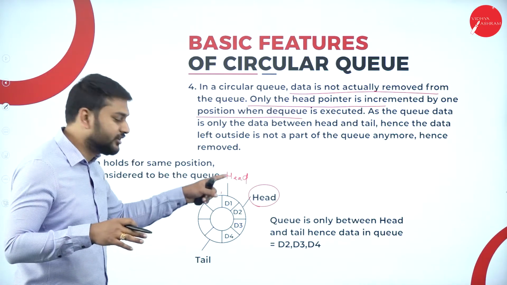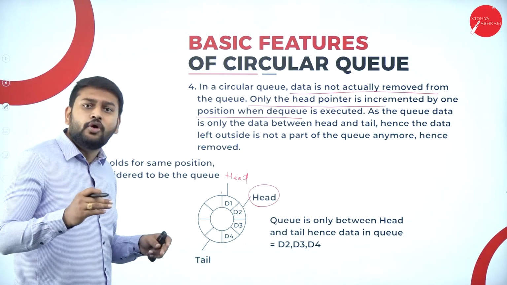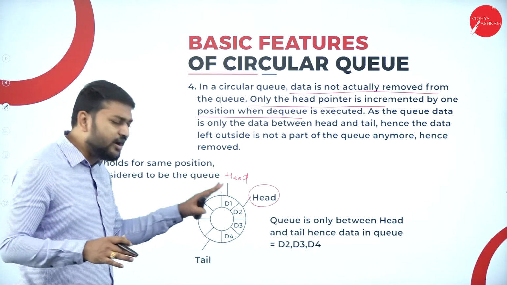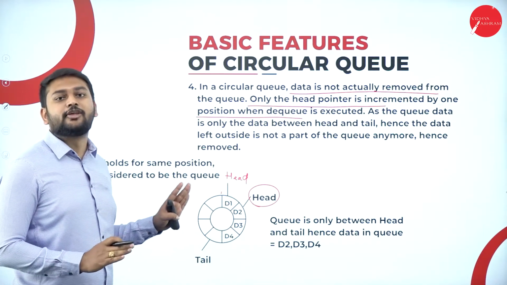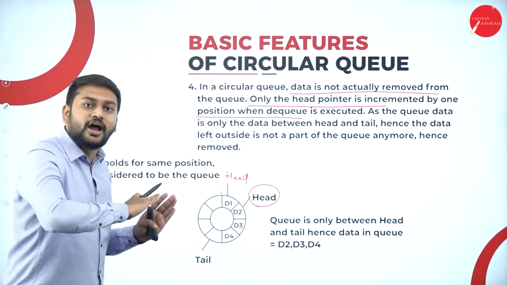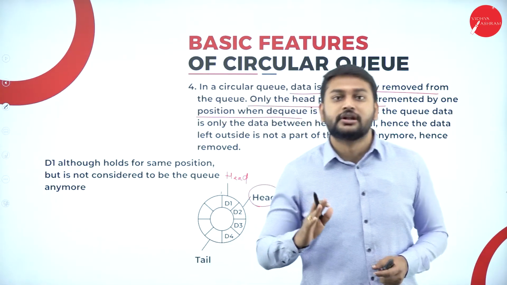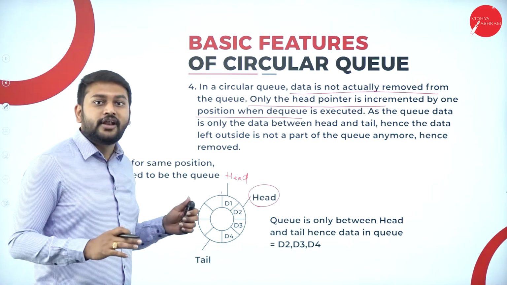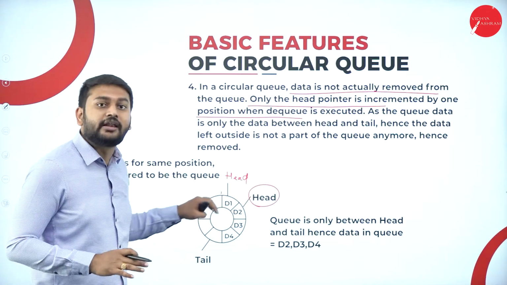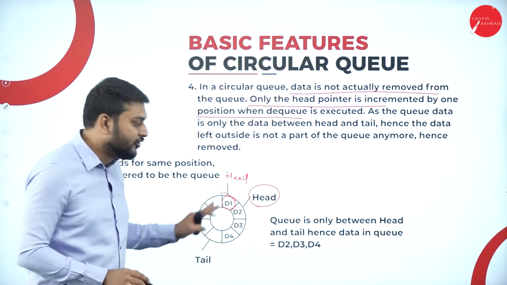Wherever I have my head, that is what I will call the front end of the queue. So fine, here my head pointer was there. If I want to remove, I will not remove the data. I will just move the head pointer to the next element by incrementing it by one position. That is what you need to remember at this point. All right, that's how we are deleting, removing, unlinking this data element from the queue.